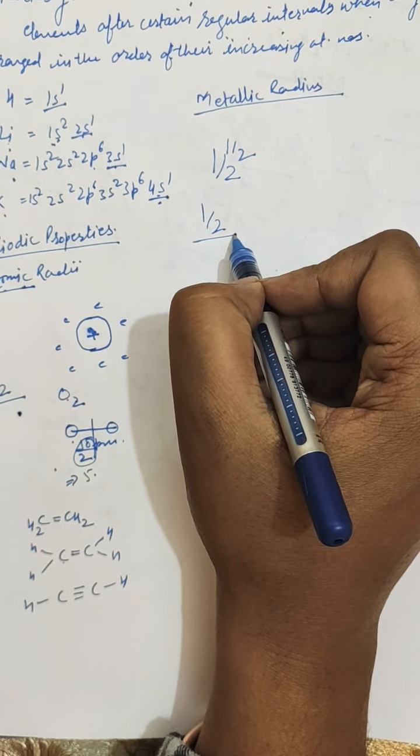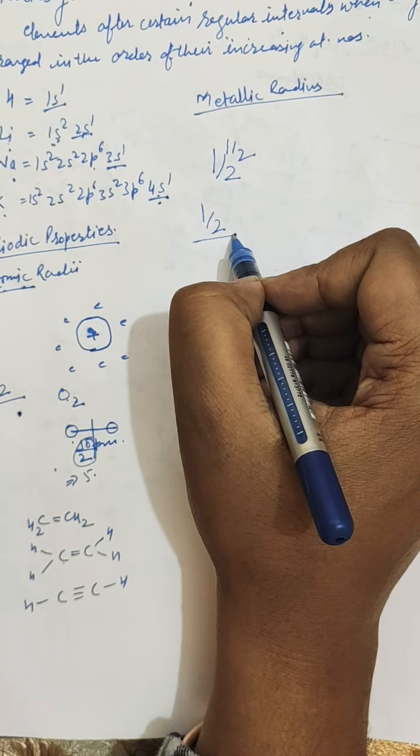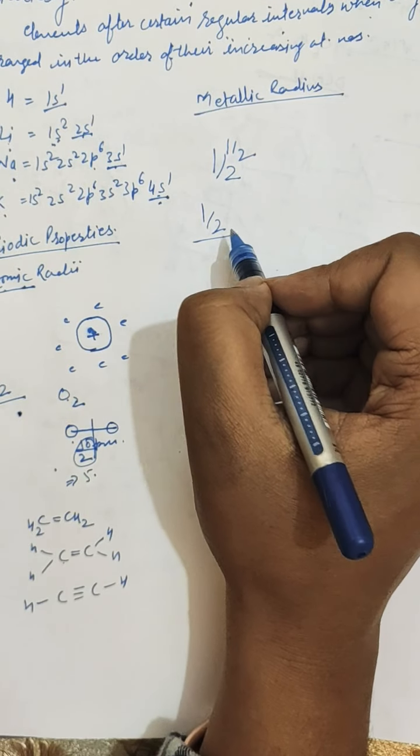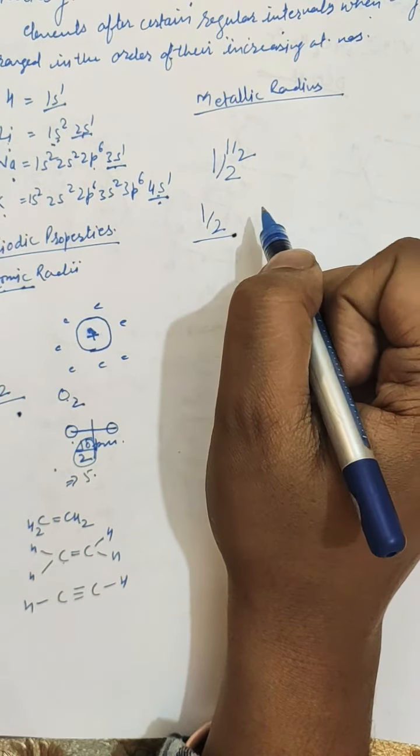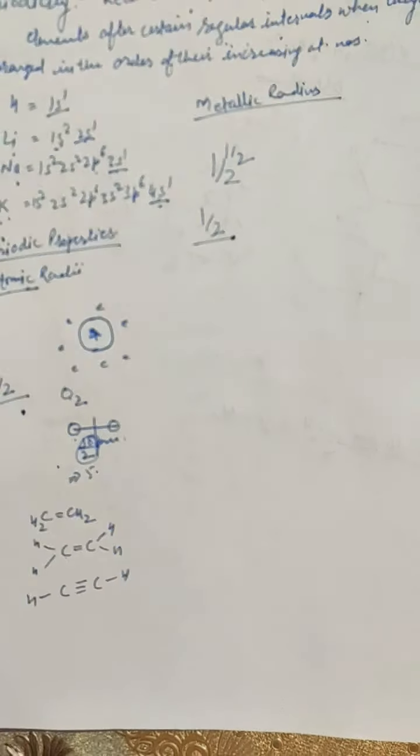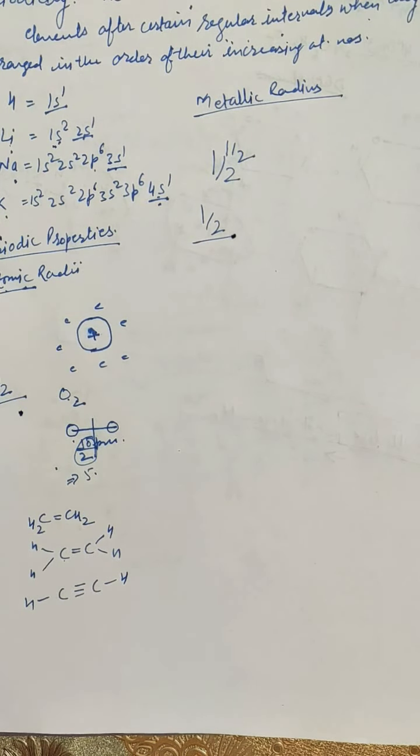So we will always say that any kind of radius is one half of the internuclear distance. In case of van der Waals radii, it is one half of the internuclear distance between the adjacent atoms belonging to two nearest neighboring molecules of the same substance in the solid state. So this is the van der Waals radius.